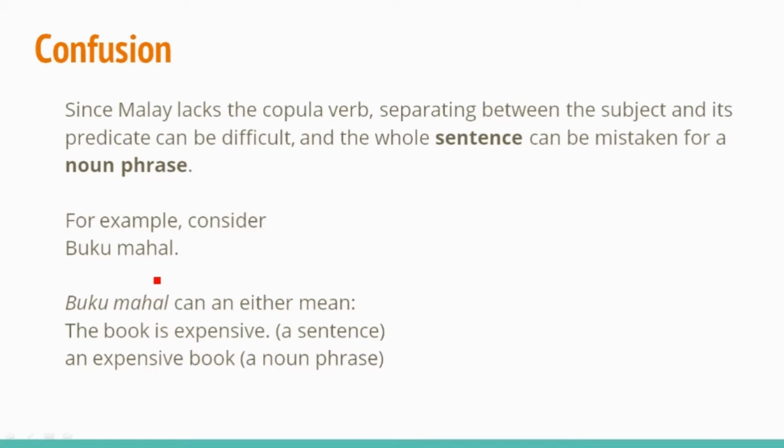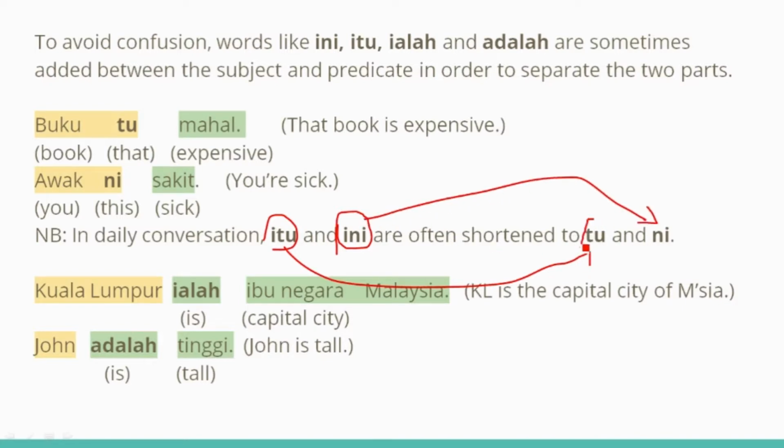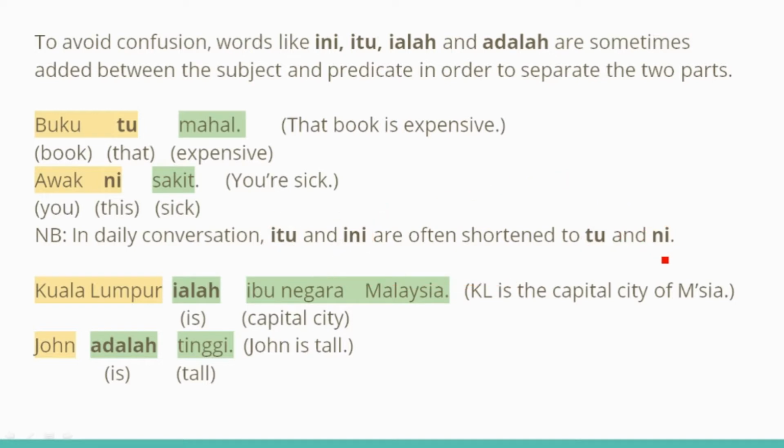To avoid confusion, Malays use words like ini, itu, ialah, and adalah, and add them between the subject and the predicate in order to separate the two parts. For example, buku tu mahal. That book is expensive. Awak ni sakit. You're sick. In daily conversation, itu and ini are often shortened to tu and ni. So itu becomes tu and ini becomes just ni.